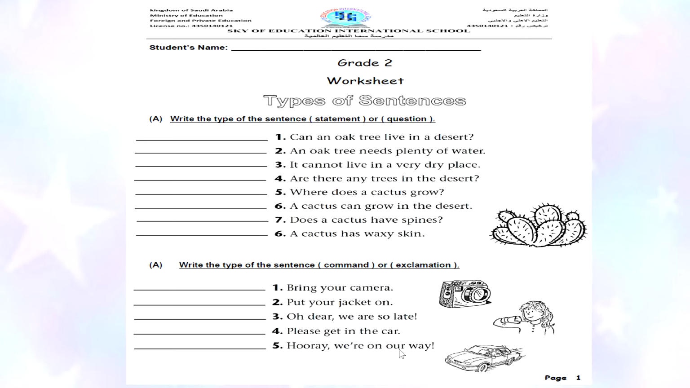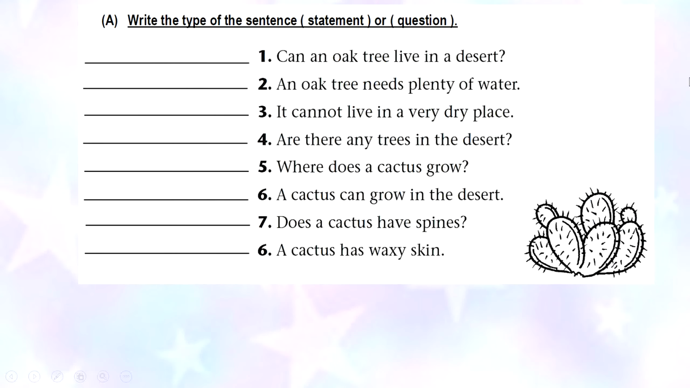I've sent you this worksheet. If you cannot print it out, please bring your English copybook or a piece of paper. Write the number with the answer only. Let's get started. In the first exercise, in part A, write the type of the sentence, statement or question. You write the type on these lines, either statement or question. I'm gonna read for you and you gotta get the type.